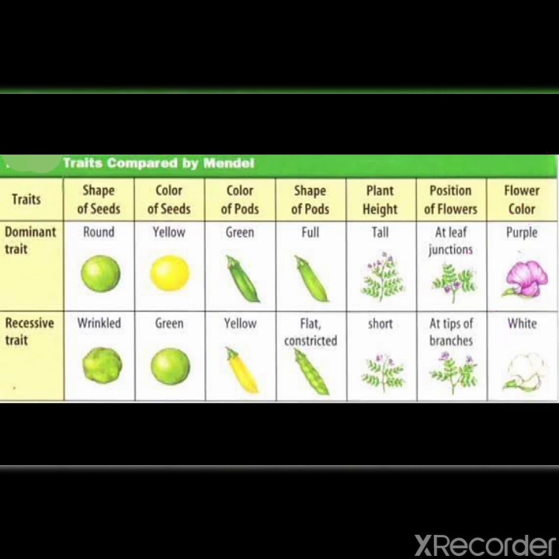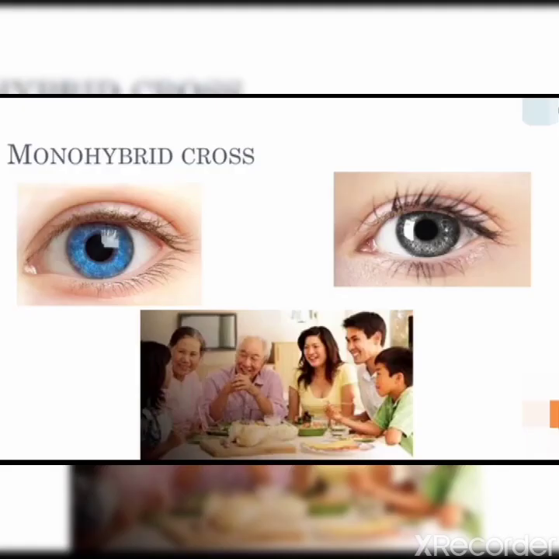So these are the 7 pairs of contrasting features of the garden pea which gave Mendel an opportunity to start working on it, because different versions of the traits are available in the same pea plant. So Mendel started his experiments with the monohybrid cross first. That is, he started by studying the inheritance of only one single trait.